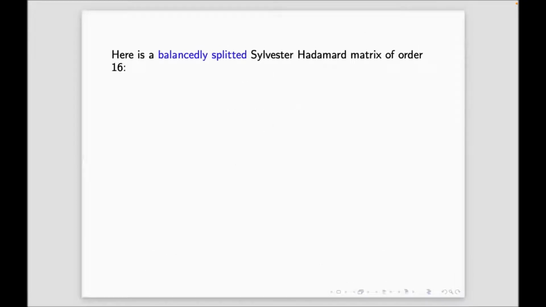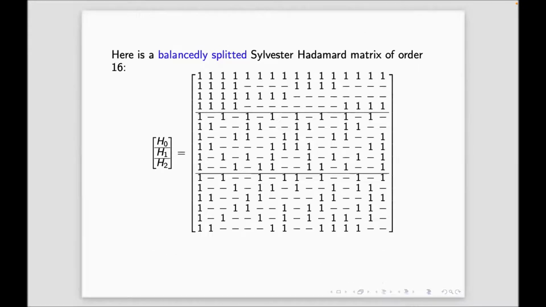Now, here is a balancely splittable Sylvester Hadamard matrix of order 16. By the way, there is nothing special about Sylvester Hadamard matrices, but I'm just trying to repeat his name in this conference. Anyways, this is split, as you can see, into 3 parts: first part, second part, third part. The first part has 4 rows, the second 6, and the third 6.